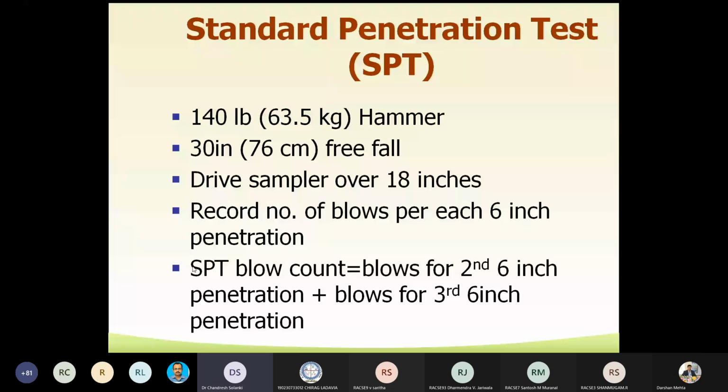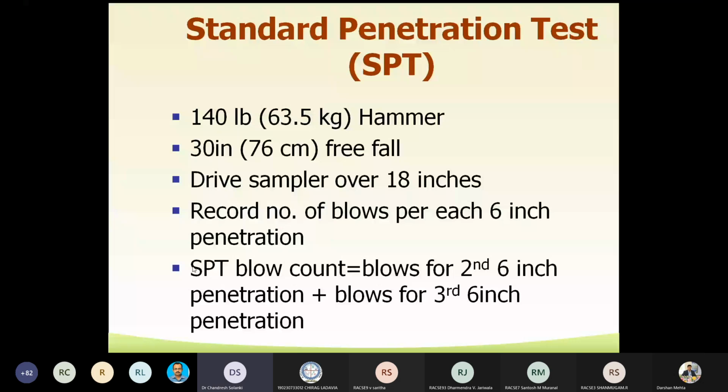Here, these are the specifications of the test. What is the weight of the hammer to be used? What is the height of the fall to be applied? For how much penetration it has to be applied: a total of 45 centimeters, and the number of blows required for the second and third 15 centimeter penetrations, the summation of both, is known as the capital N value, the standard penetration test value. Now this value is very significant in the foundation design, which I am discussing in today's lecture. However, there are some corrections to be applied to the N value.